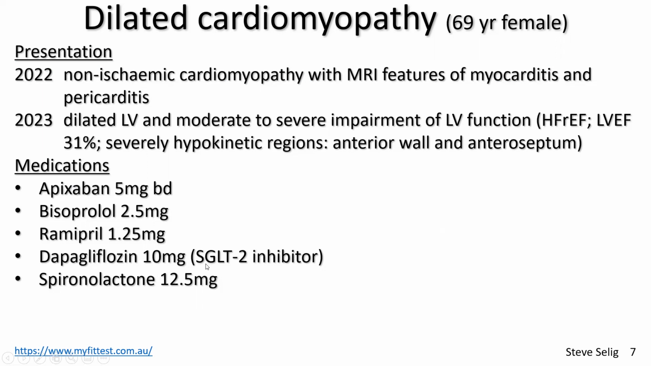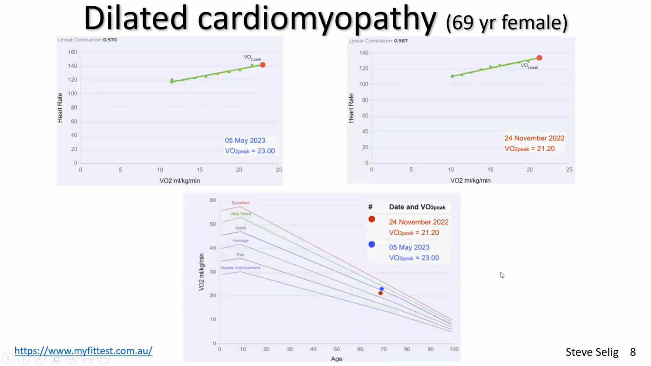She's on a sodium glucose transport inhibitor, which is used in heart failure quite often these days. It's not just to do with diabetes, but it's used in heart failure. It has good data on morbidity and mortality. And spironolactone, which is the mineralocorticoid receptor antagonist, a first line diuretic.